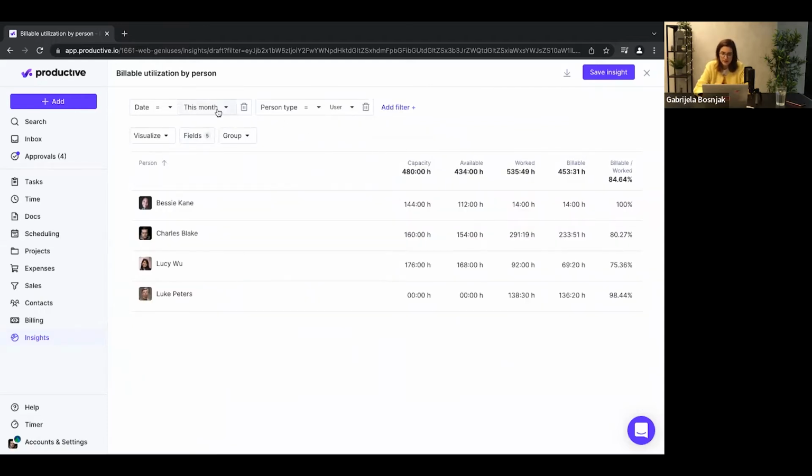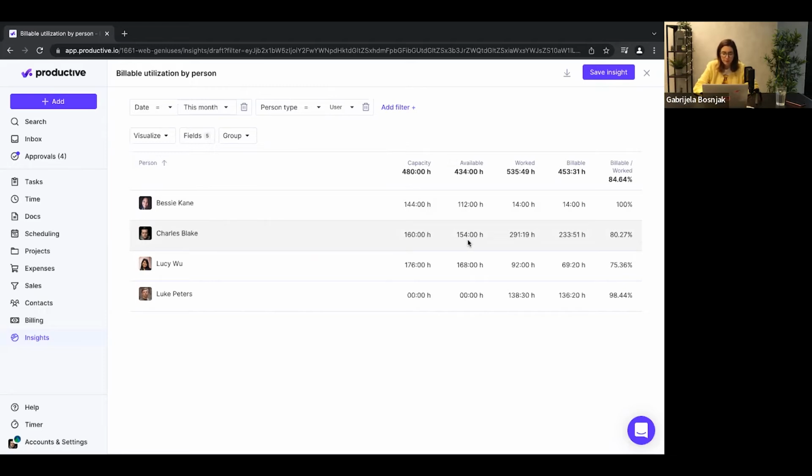And let's look at this month and how billable our team was. So let me guide you through these specific fields. The first one is capacity. Let's take a look at Charles Blake here. Capacity is how many hours per month does the person typically work? So he works 160 hours per month.